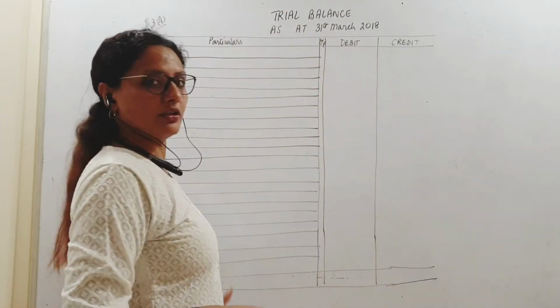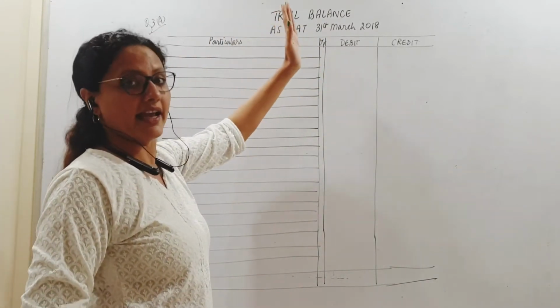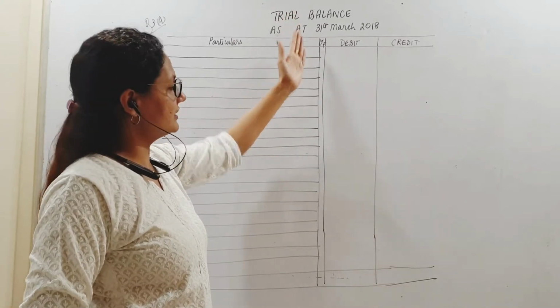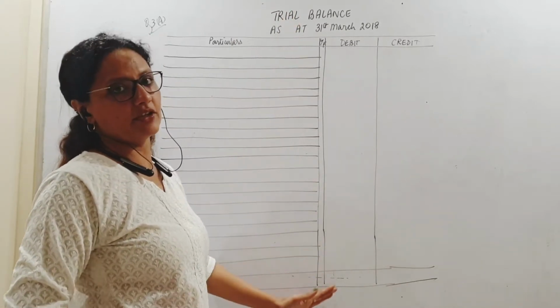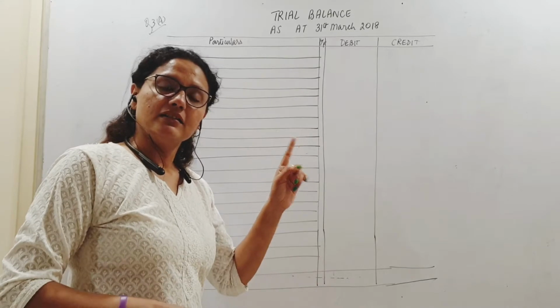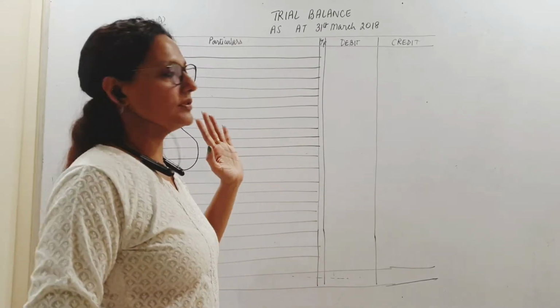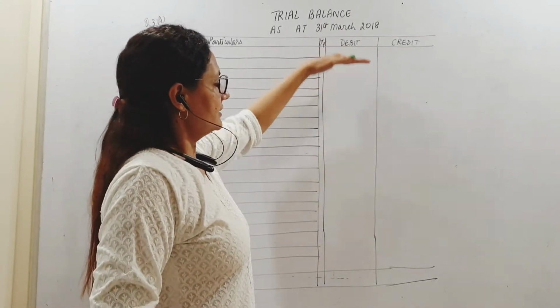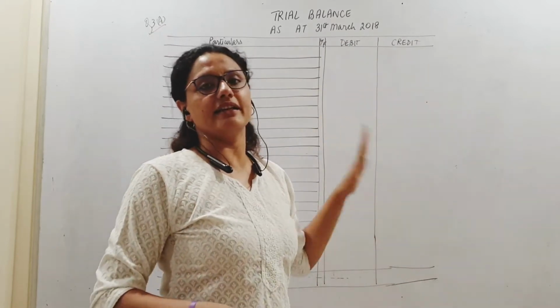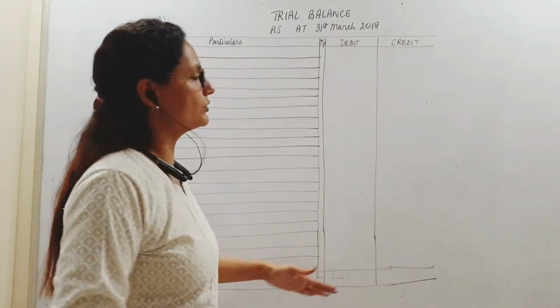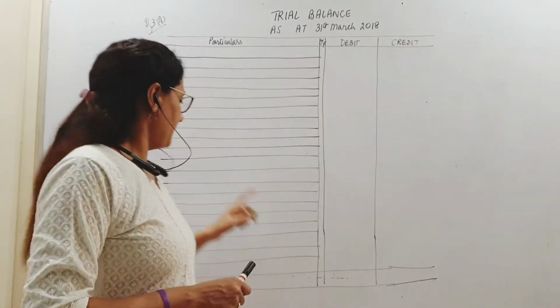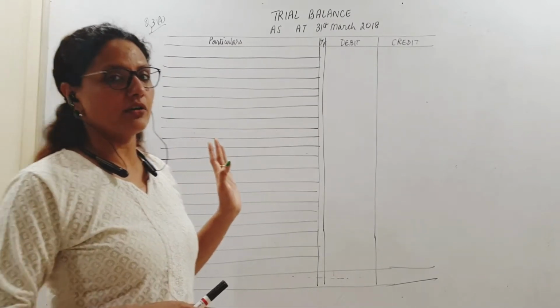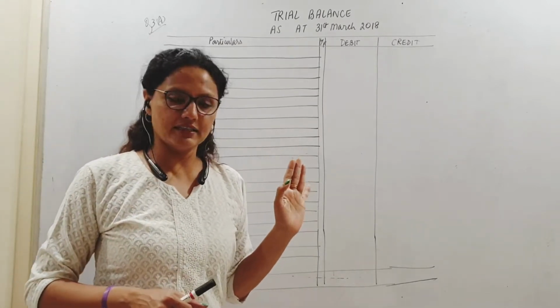It has a place for particulars, that is the heads of accounts, the names of accounts you're writing. The ledger folio number will be written in this column, that is the page number from which the ledger account is being imported. Then the debit amount and credit amount. Then we will total it up to check whether my debits are equal to credits or not, whether it's tallying or not.